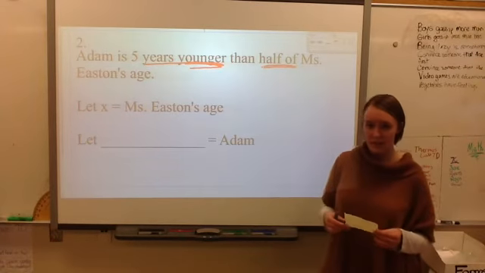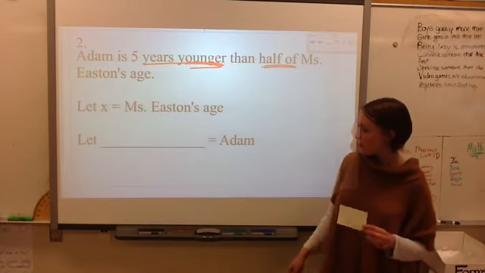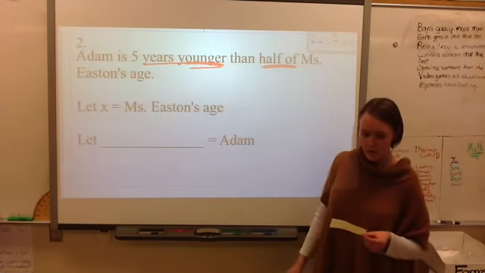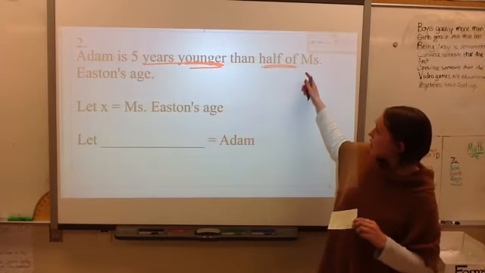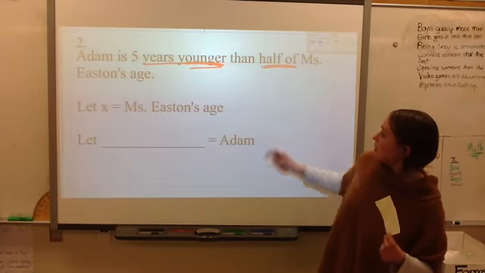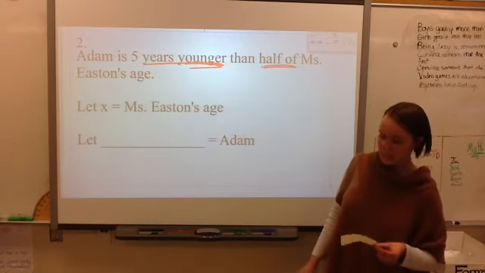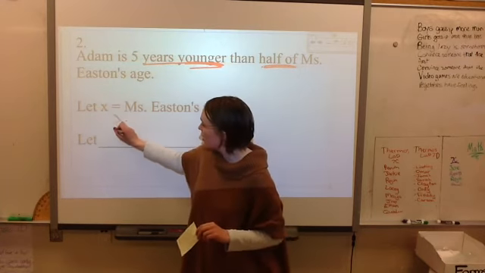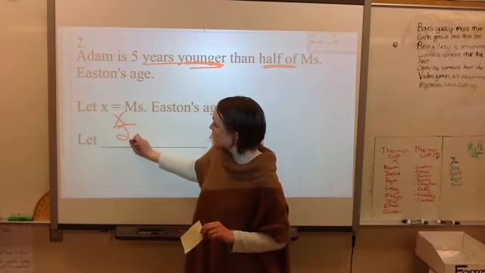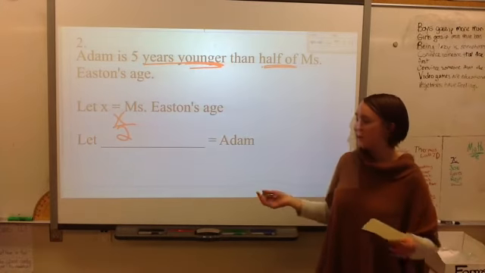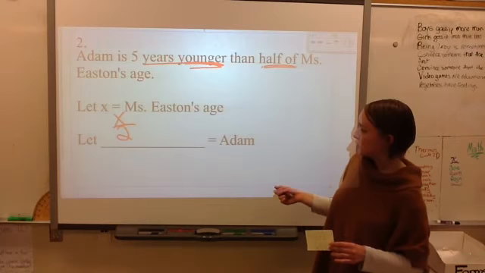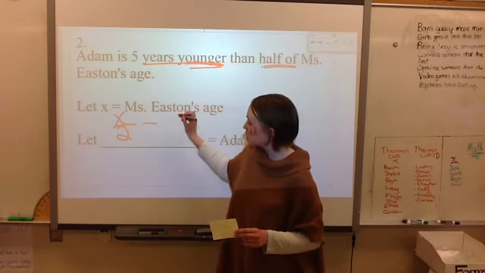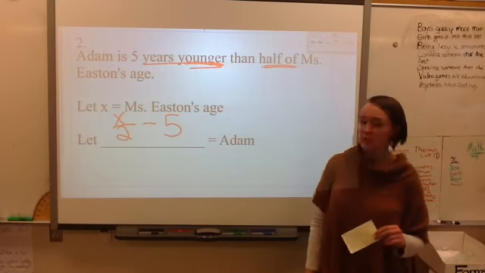So if we let x be Ms. Easton's age, as our variable, we're trying to figure out how old Adam is using Ms. Easton's age. So it says that Adam is half Ms. Easton's age, so we would take x, which is Ms. Easton's age, and we would divide that by 2, because that's what half means. And then the next part is 5 years younger, so we would have to subtract 5 from Ms. Easton's age.